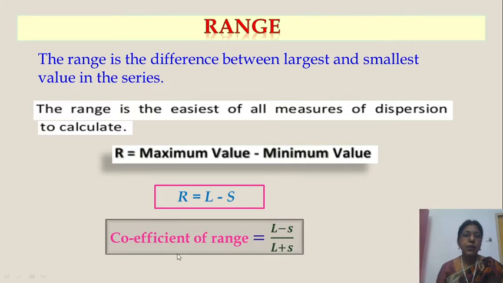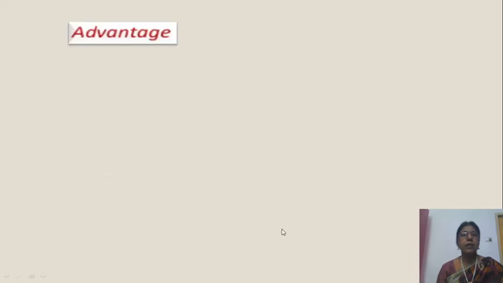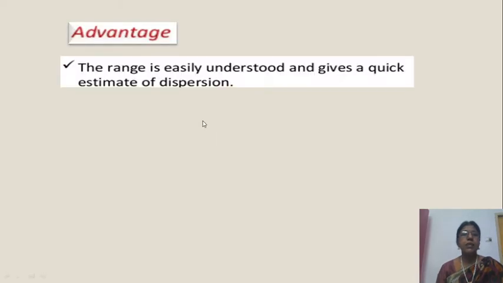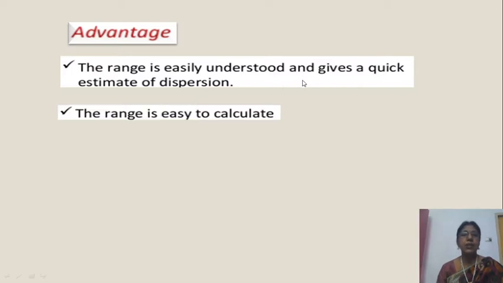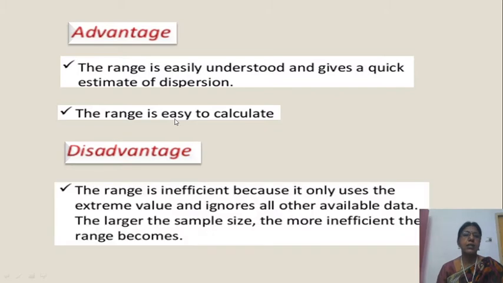Now here, coefficient of range is equal to L minus S by L plus S. Very easy topic. R is L minus S and range coefficient is L minus S by L plus S. You see the advantages of range. The range is easily understood. Already we have told that. And it gives a quick estimate of dispersion. The range is easy to calculate.